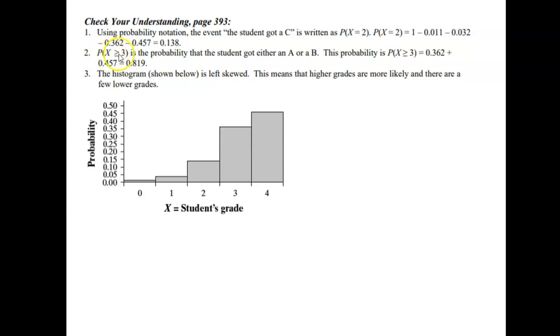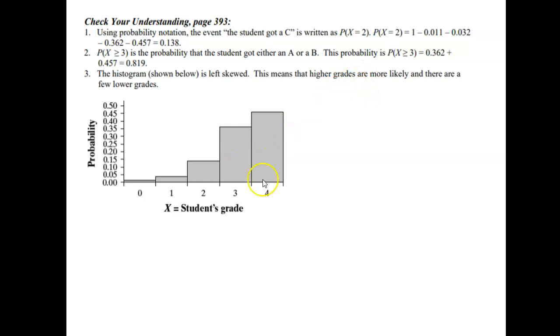Then the next question says, interpret what this means: the probability of x is greater than or equal to 3. That represents the probability that a student got either an A or a B, because greater than or equal to 3 for our distribution would be a 3 or a 4, which represents an A or a B.